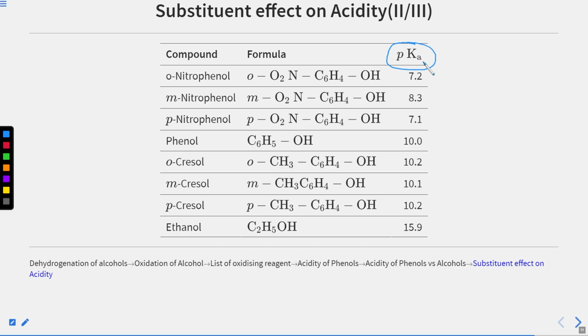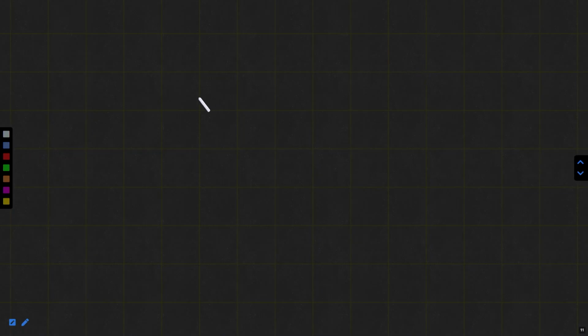Let me make a physical chemistry point here. This is a thing from ionic equilibrium. If something has a greater pKa, that means it will have a lower Ka. Lower Ka means lower H plus concentration, means less acidic. Why are these relations so?